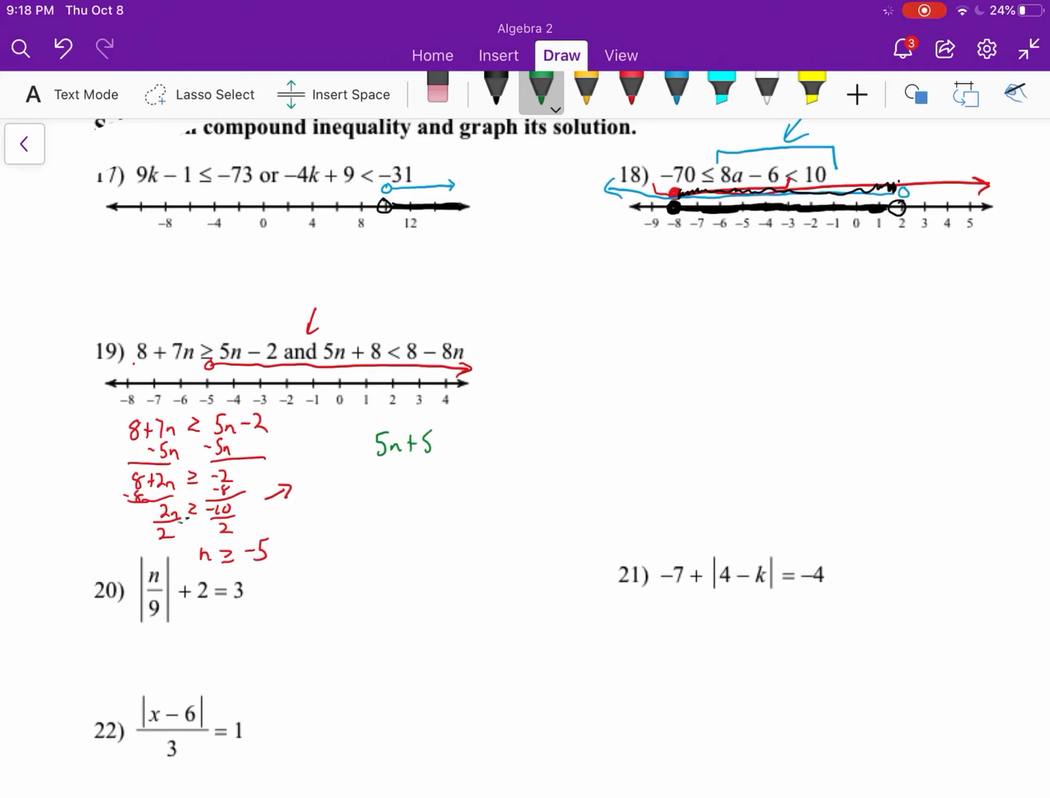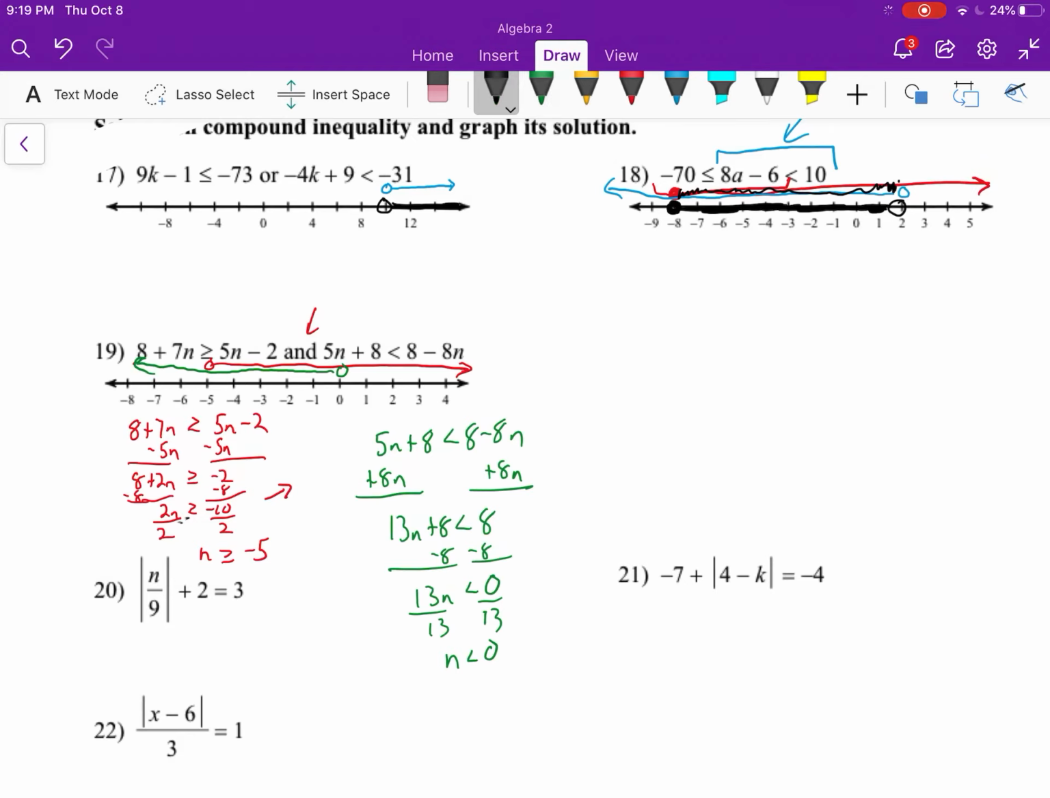Let's solve our other one. This is 5n plus 8 is less than 8 minus 8n. Let's add 8n to both sides. We get 13n plus 8 is less than 8. We'll subtract 8 from both sides. 13n is less than 0. Divide both sides by 13. And you get n is less than 0. So here's 0. We want less than that, so that goes this direction.